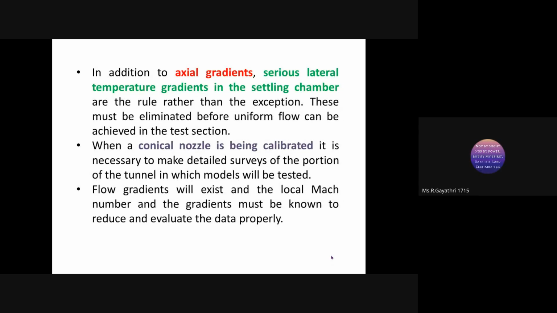This is the last slide, then we can wind up. When a conical nozzle is being calibrated, it is necessary to make detailed surveys of the portion of the tunnel in which models will be tested. Okay, we can look at the portion where we will keep the model. And the flow gradients will exist, and the local Mach number and the gradients must be known to reduce and evaluate the data properly. I told about axial gradients, lateral gradients, and the flow gradients, changes in Mach number.